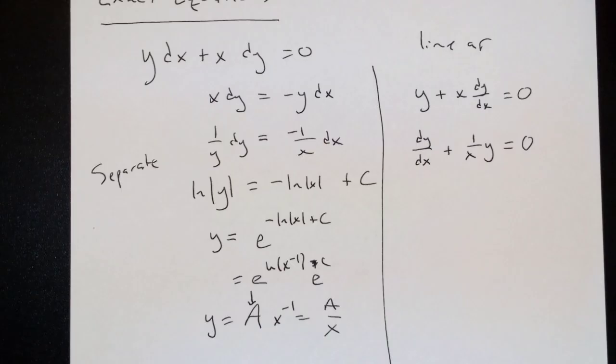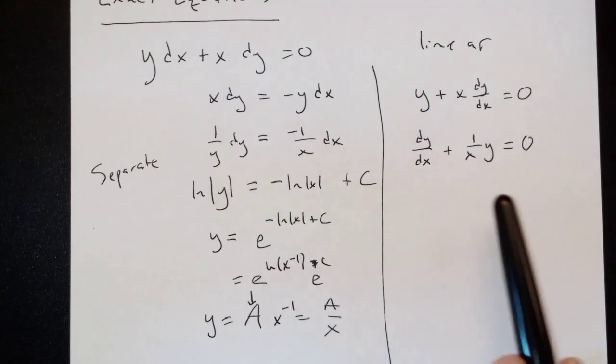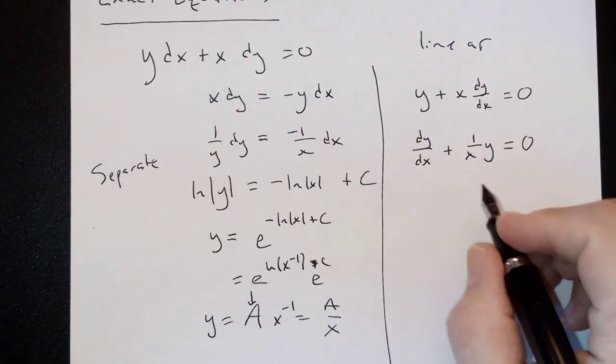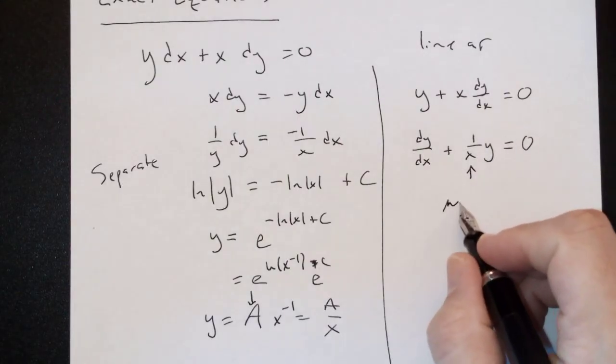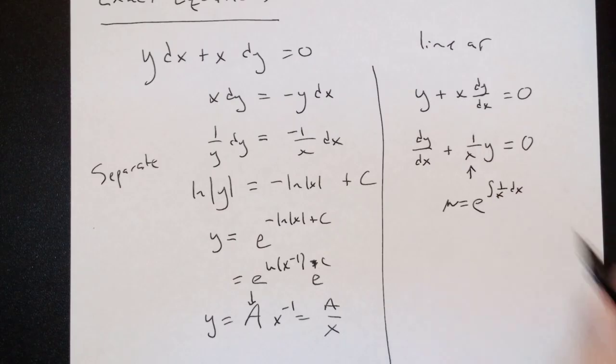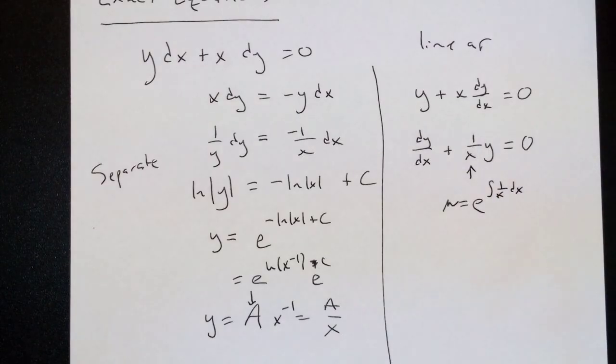Almost. That's p of x. P of x is 1 over x. How do I get the integrating factor from that? E to the integral of 1 over x. Wait a second. It's the integral of 1 over x. And then I have e to the natural log x, which means I get right back to here.